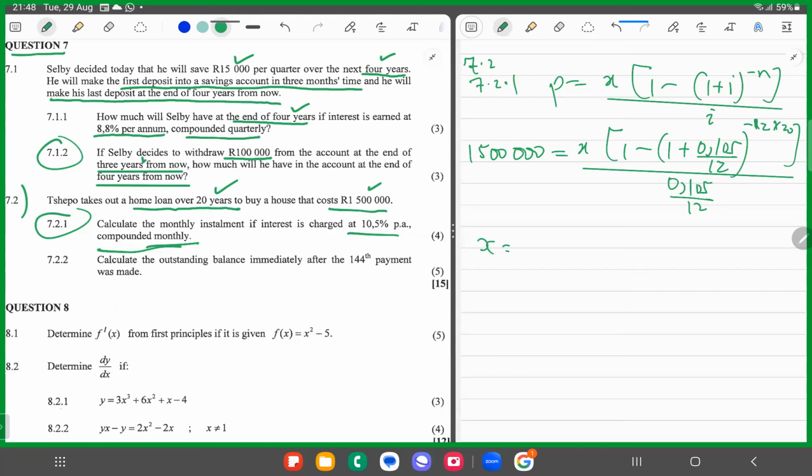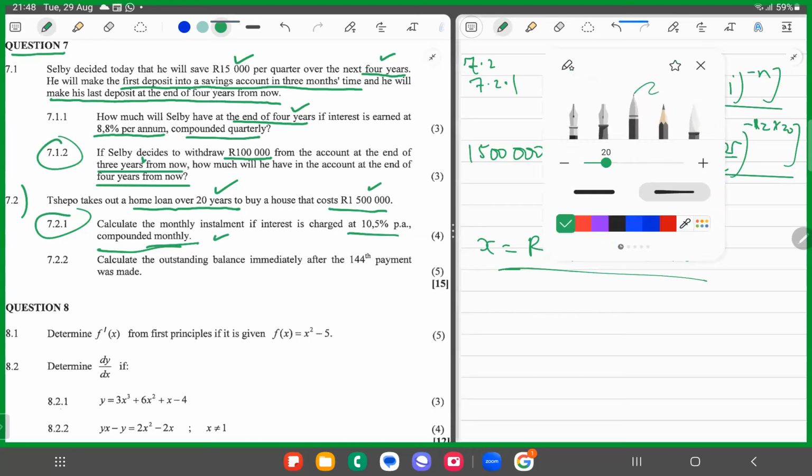Which means that x is 14,975.70. So this is how you calculate the monthly installments. So the monthly installments will be exactly 14,972.70.